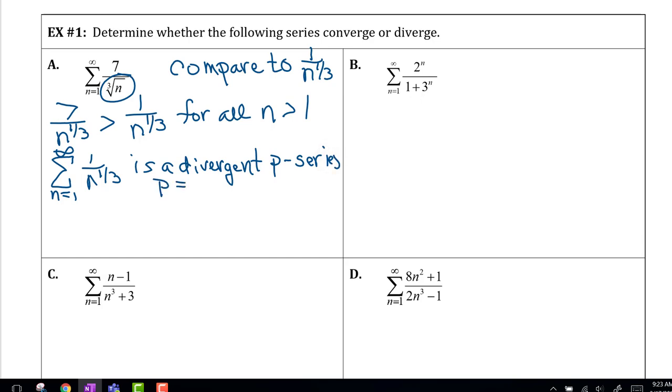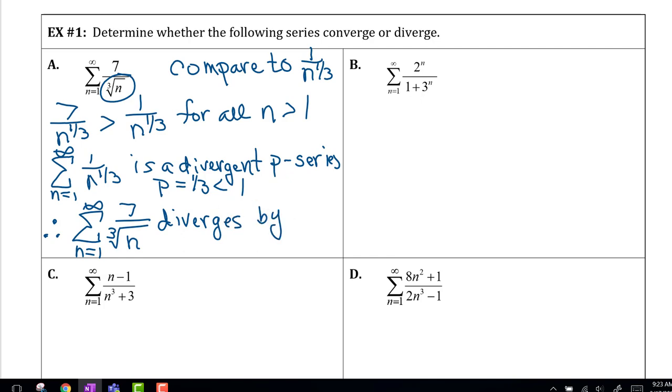And p is equal to 1/3, which is less than 1, so that's why it diverges. So what I can say is, therefore, my given series diverges by the direct comparison test.